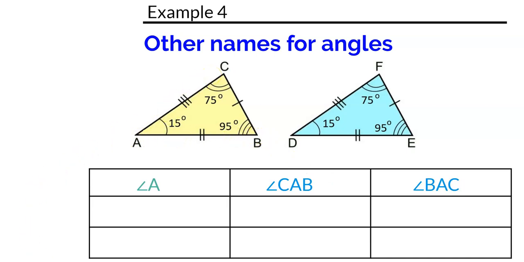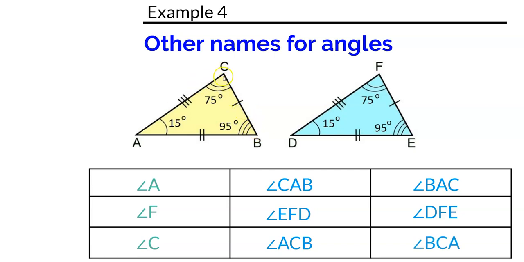Okay, let's look at a different angle. Angle F, so it's over here. This can also be called angle EFD or angle DFE. Okay, and a third example we have is angle C. So angle C can also be called angle ACB or angle BCA.